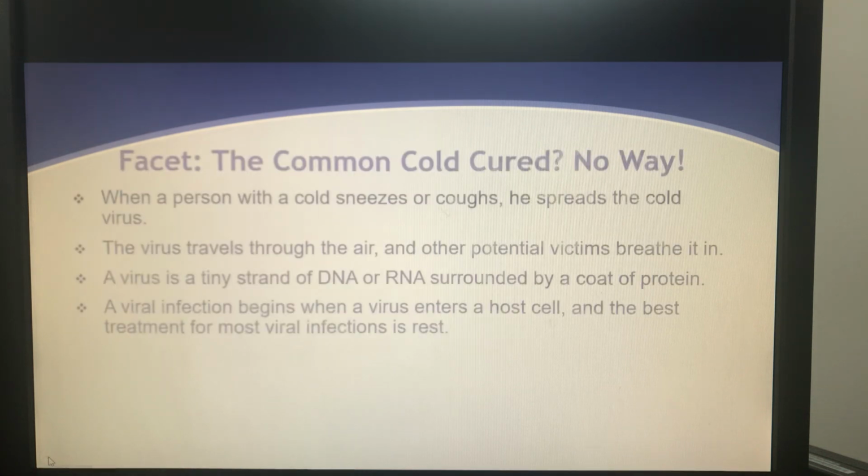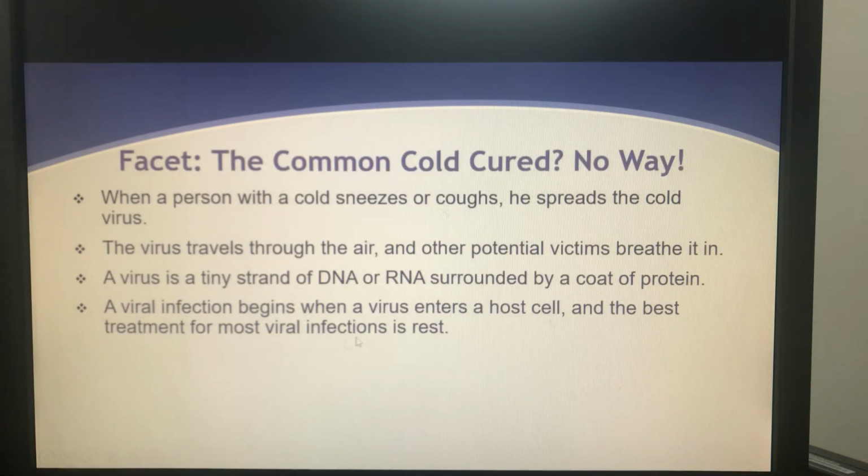Alright, and this is just common cold cures. It says when a person with a cold sneezes or coughs, he spreads the cold virus, and it's kind of where we're at right now with everything going on in the world. The virus travels through the air, and other potential victims breathe it in.